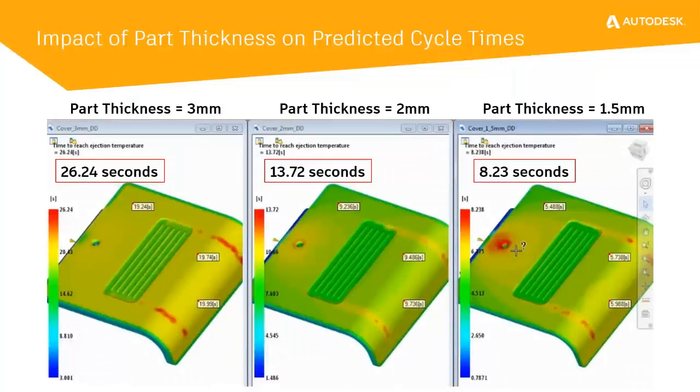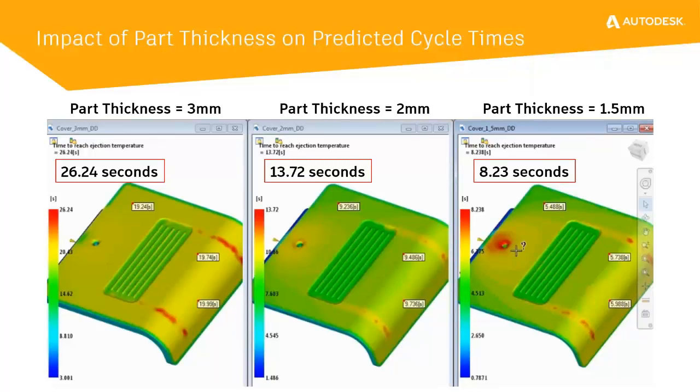Let's take a look at a simple example that compares the predicted time to reach ejection temperature for 3 different wall thicknesses. The image on the left shows the part with a thickness of 3 millimeters will require just over 26 seconds to reach the specified ejection temperature. When the wall thickness is reduced to 2 millimeters, the analysis shows the time to reach ejection temperature is almost cut in half at 13.7 seconds. And the final image on the right shows a part thickness of 1.5 millimeters requires just over 8 seconds to reach that same target ejection temperature.